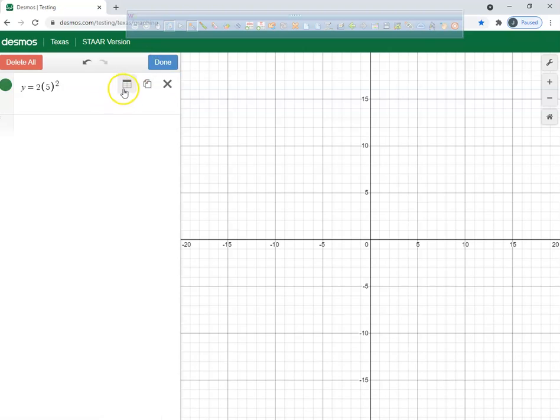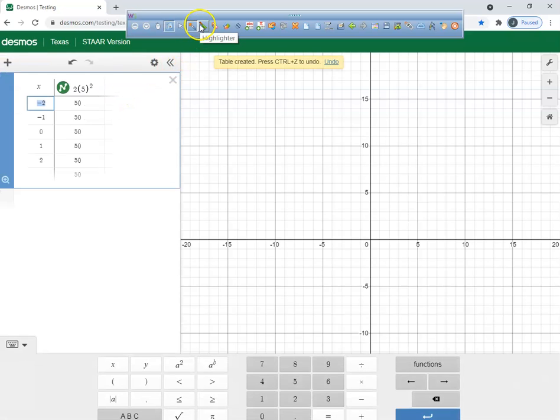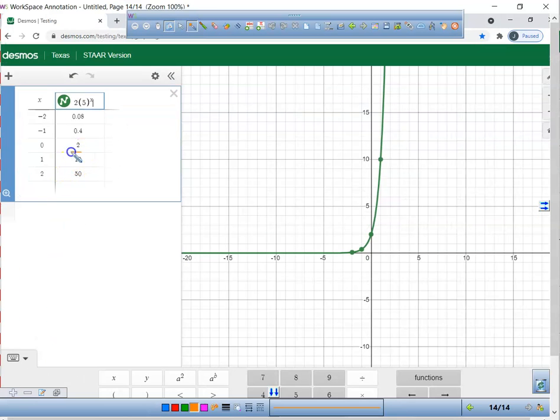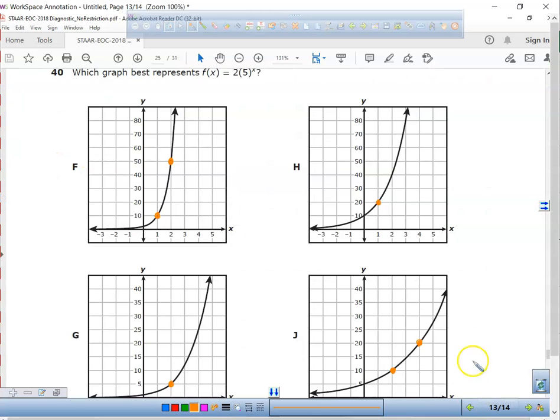So make a table. Oh, I messed up here. It's supposed to be an x right there. Okay, there we go. So look at your table, guys. It says a 1 and a 10 and a 2 and a 50. There's your answer. So all you had to do was literally do what? Type it in and match the graph.